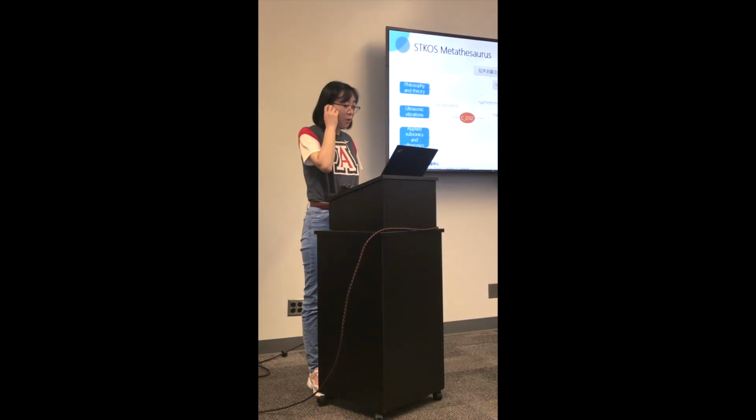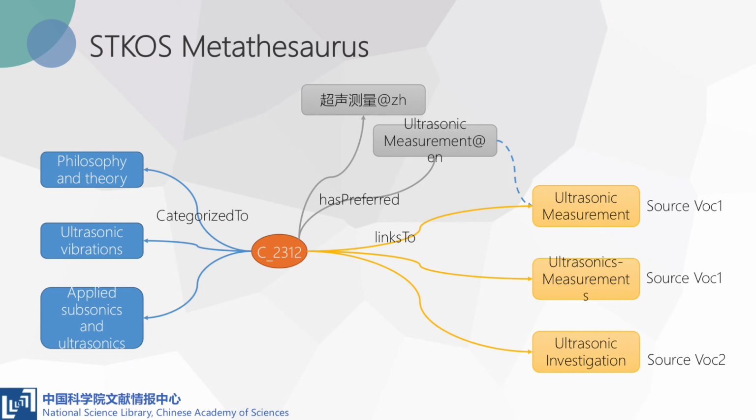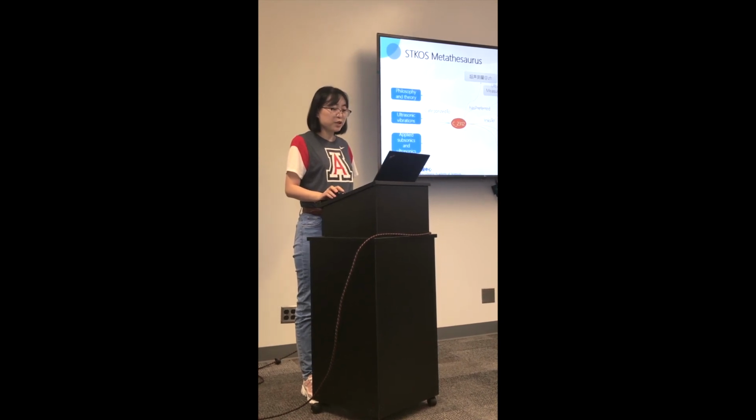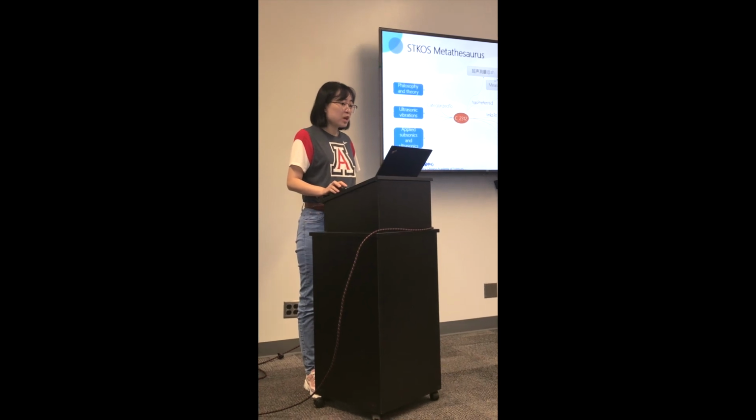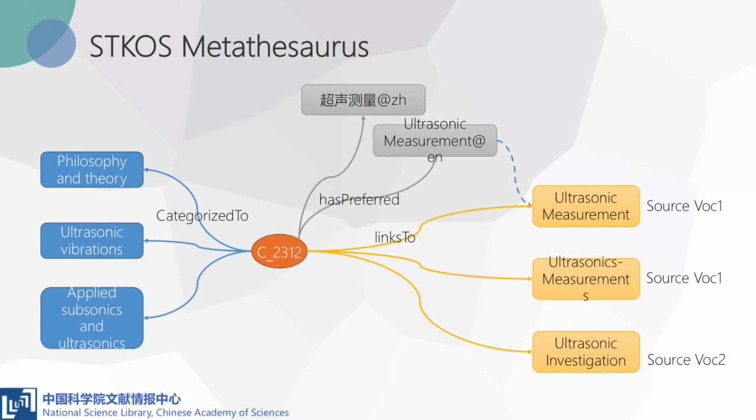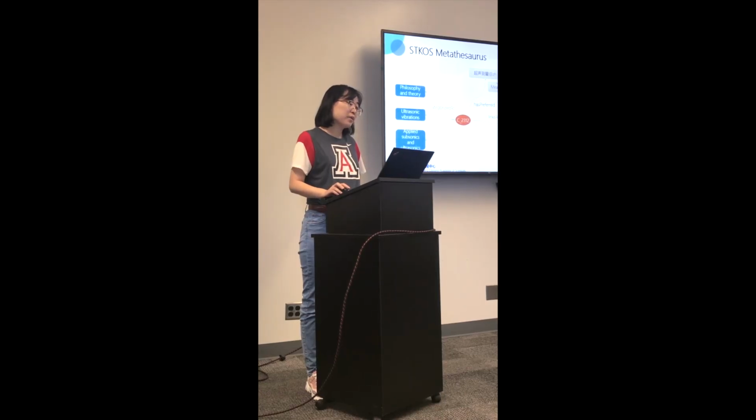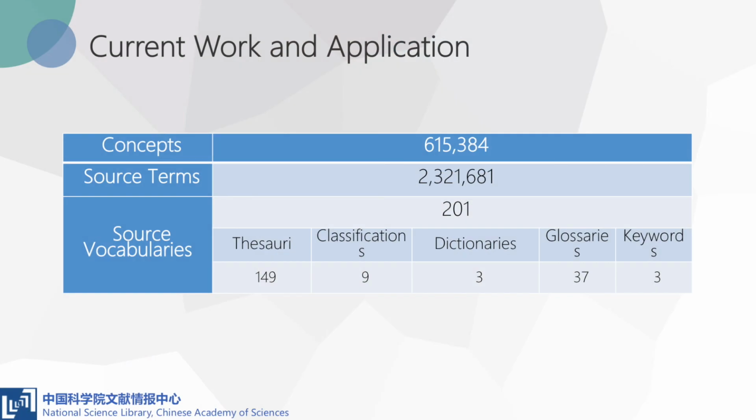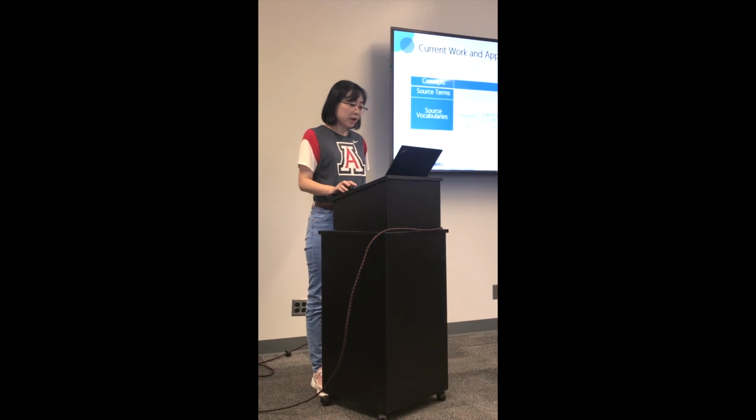And this is just an example of our data. This is the ID of a concept, which can have a preferred label linked to some source vocabularies. This is the original information from the source vocabularies. We also build a category system to classify this concept, and this category system is also built by domain experts. After years of work, we have built a metathesaurus which contains more than 600,000 concepts, and these concepts link to more than 2 million source terms. We have collected more than 200 source vocabularies.